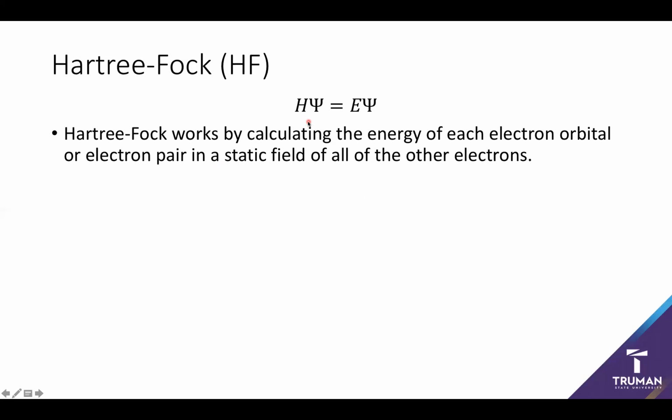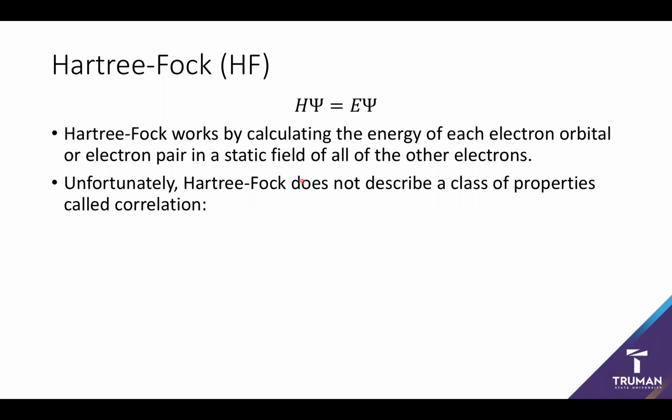So it starts by essentially calculating the energy of every individual electron orbital or pair, while treating all of the other electrons as static. And then once you've optimized that electron, you then optimize the next and the next and the next. So it does it through this kind of iterative process till the system stops changing. So it actually does pretty good for kind of a static electron structure, but it misses an entire host of properties called electron correlation.